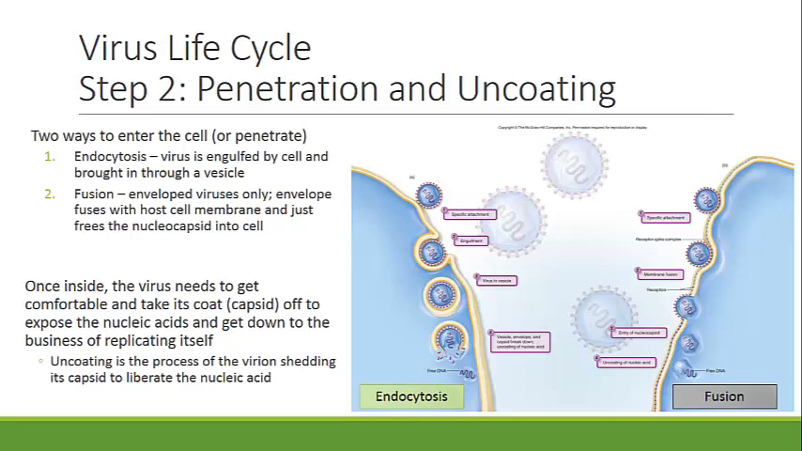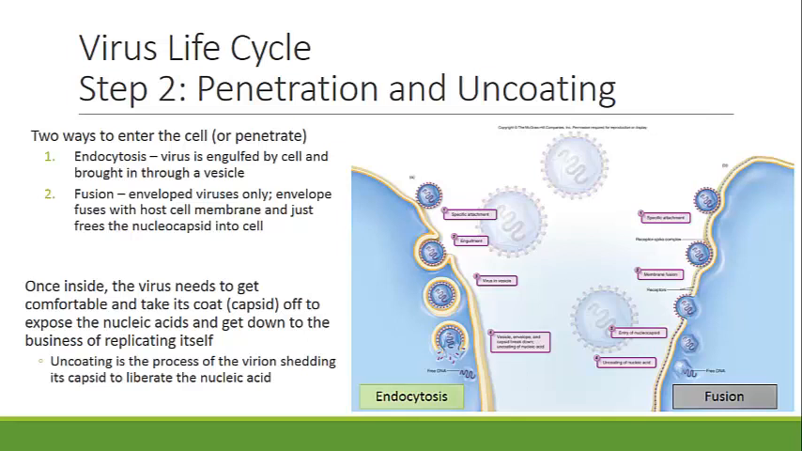So there's 2 ways to enter the cell. There's endocytosis, which is on the left-hand side of the figure, and there's fusion, which is on the right-hand side. Endocytosis is a way where the virus is engulfed by the host cell and brought in through a vesicle or a little bubble. Fusion is for enveloped viruses only. Basically, the envelope just fuses with the host cell membrane and frees the nucleocapsid into the cell. So endocytosis is bringing the virus in through a bubble. Fusion is enveloped viruses only. The envelope just kind of meshes with the host cell membrane, and then it releases the nucleocapsid into the cell.